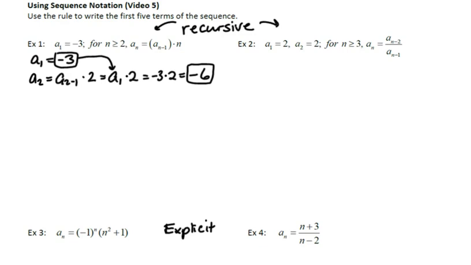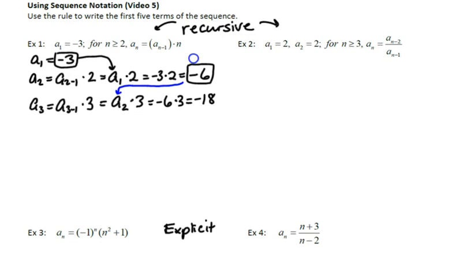Now to get to the third term, a sub 3, put a 3 every place there's an n. So a sub 3 minus 1 times 3 equals a sub 2 times 3. Well, I know what a sub 2 is, I just calculated that. A sub 2 is negative 6, so I'm going to substitute that in. Negative 6 times 3 is negative 18. So there's the third term in the sequence. So now I think you see what's going on. Each time I'm taking the previous term and multiplying it by the term number.